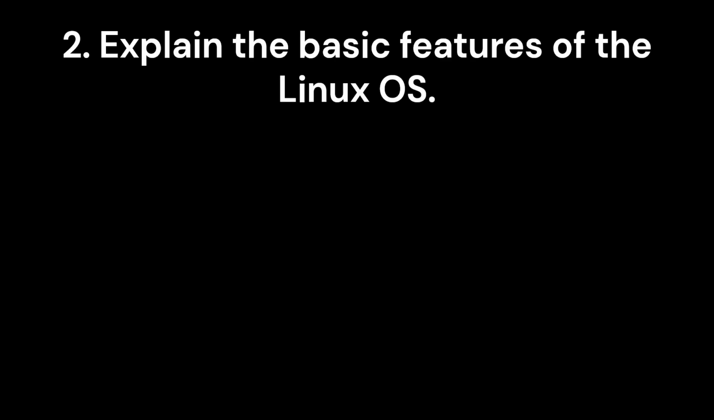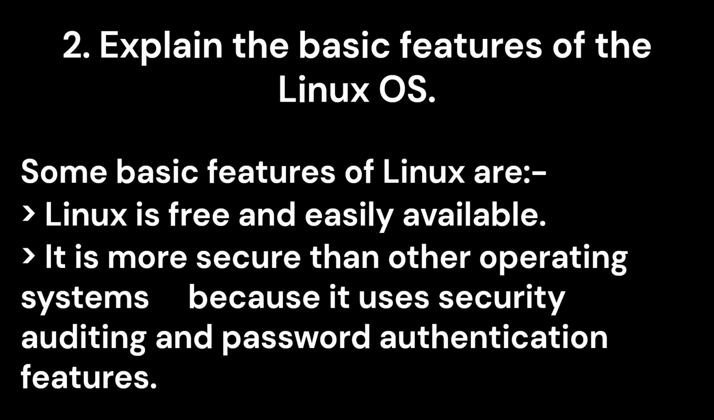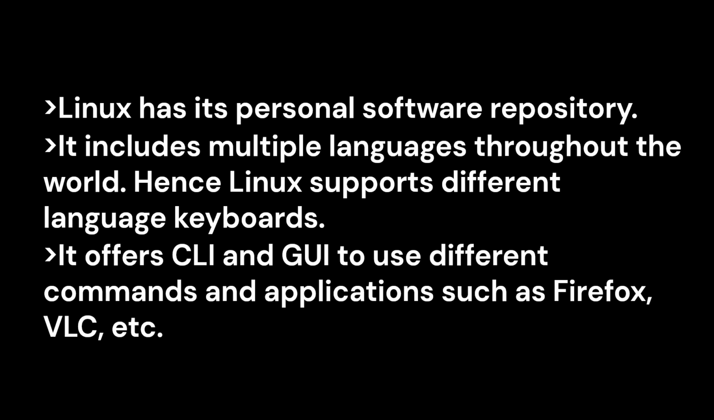Explain the basic features of the Linux OS. Some basic features of Linux are: Linux is free and easily available. It is more secure than other operating systems because it uses security auditing and password authentication features. Linux has its own software repository. It includes multiple languages throughout the world. Hence, Linux supports different language keyboards. It offers CLI and GUI to run different commands and applications such as Firefox and VLC, etc.